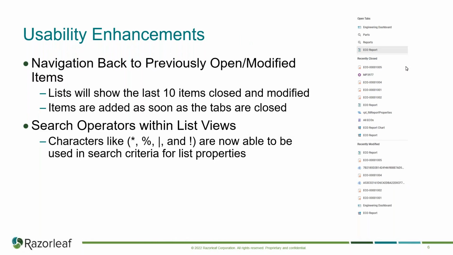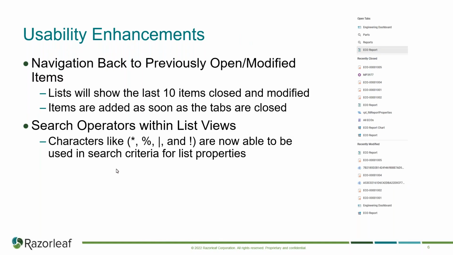Alongside that, the search operators within list views. When I'm filtering down a list, for example, an out-of-the-box example could be the type of requirement, I can search using a wildcard, a not, an or operator directly within those list properties. So just continuing to make things a lot easier for you guys to use.